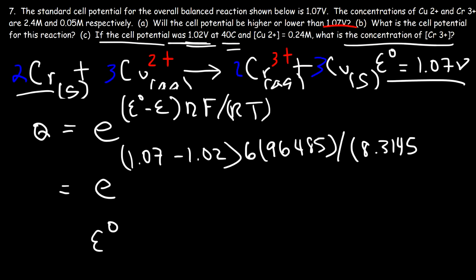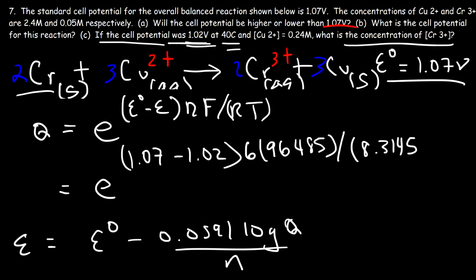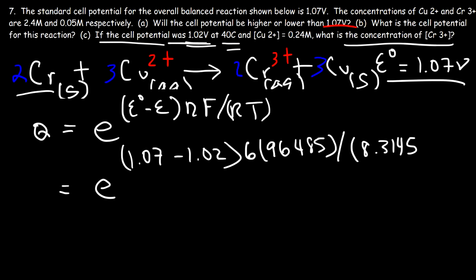What was that equation? It was E is equal to standard E minus 0.0591 log Q over N. So if the temperature was 25 degrees Celsius, we could just isolate Q in this one. But if the temperature is different, then you need to use the other form, which is basically this form. So we need the Kelvin temperature. Let's add 273 to 40. 40 plus 273, that's 313 Kelvin. So go ahead and type all this in.